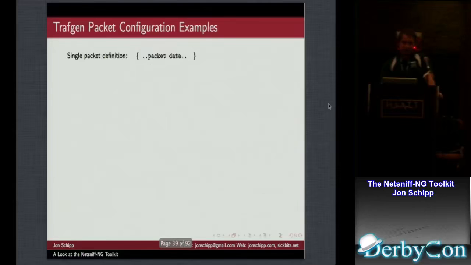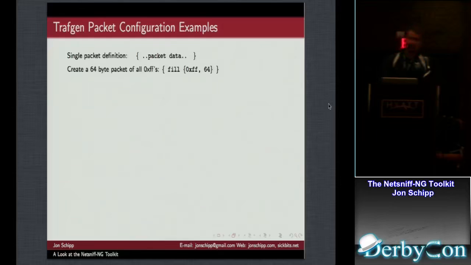And it'll translate it. So here's basically a packet definition up here. You have the curly braces, beginning and ending, and the packet data goes in between. Not too bad. So here is that example I was talking about earlier. If you want to send a 64 byte packet of all Fs, here you go. That's all you have to do. Stick it in the file and tell TrapGen to read it.